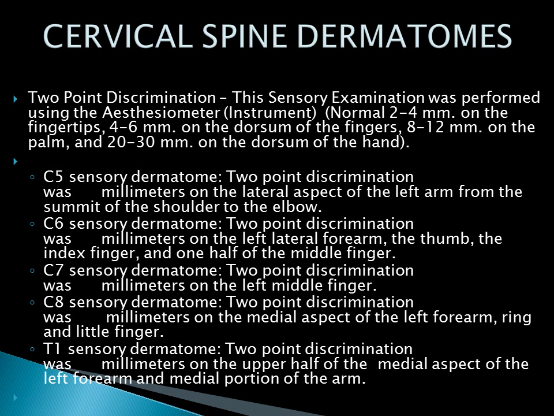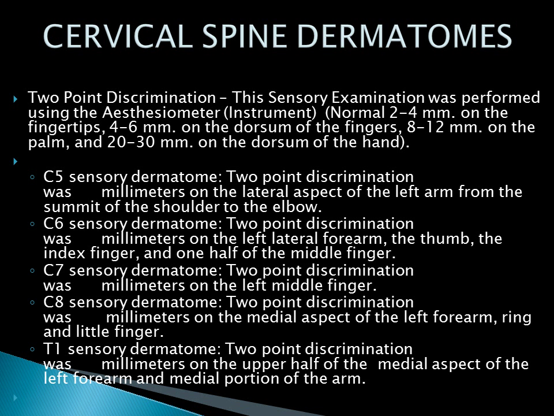Now with two-point discrimination testing, this is pretty much going to be reserved for cases that involve injury to the digital sensory nerves, and/or carpal tunnel syndrome, and/or peripheral nerve injury. But there are cases where you might want to test for two-point discrimination with a cervical spine injury. And according to the AMA Guides, normal two-point discrimination is 20 to 30 millimeters on the dorsum of the hand.